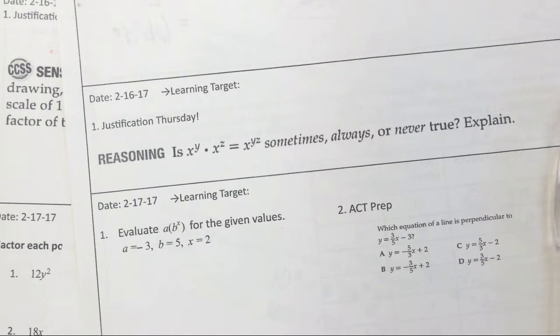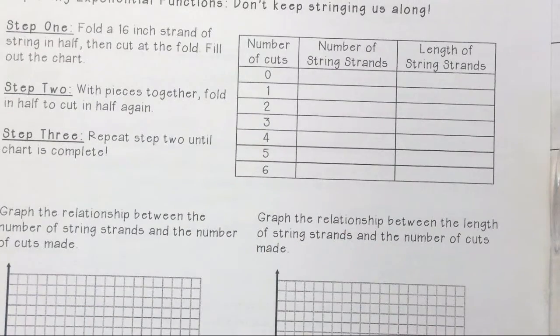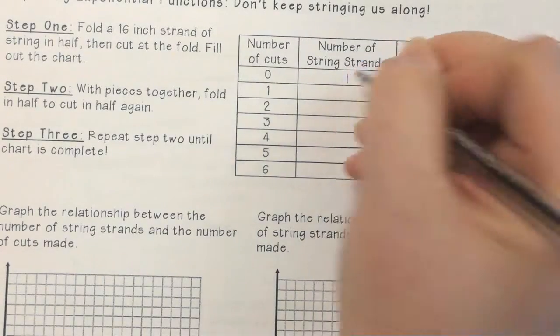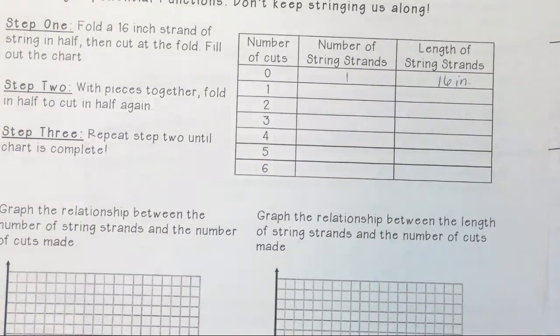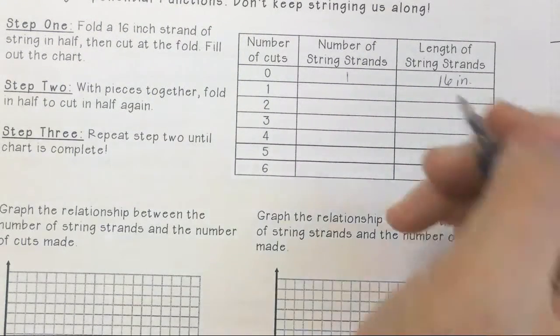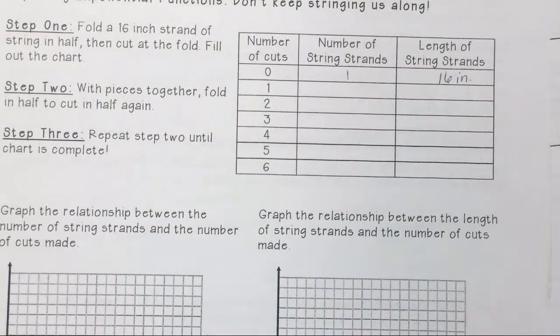And you have to do step one: you have to fold it in half, and you have to cut. And then you have to document in the chart what's going on. So obviously, when it has no cuts, it is just one long strand, and the strand is 16 inches. But once Hannah cuts it in half, she's going to have two strands, and then she needs to figure out how long it is, and then she needs to see how that pattern continues. Hannah is smart. She can read.